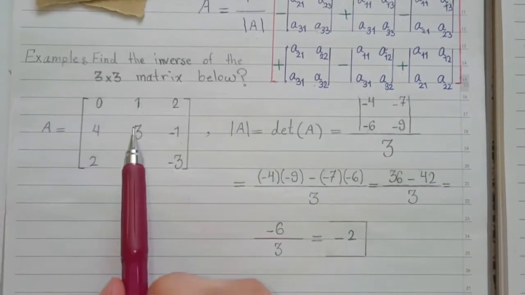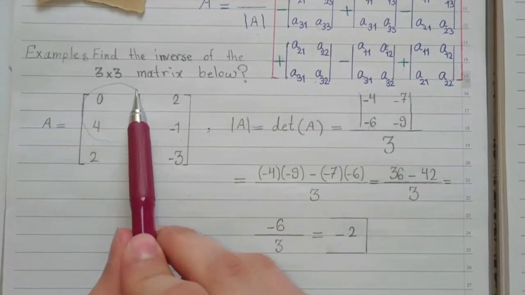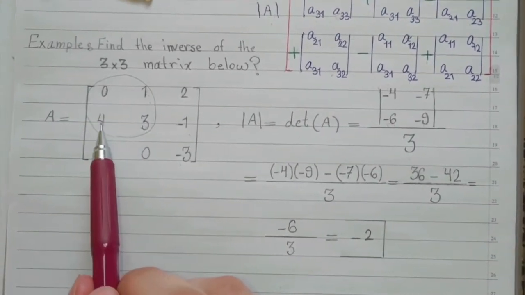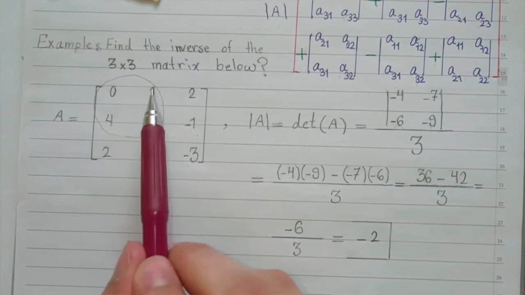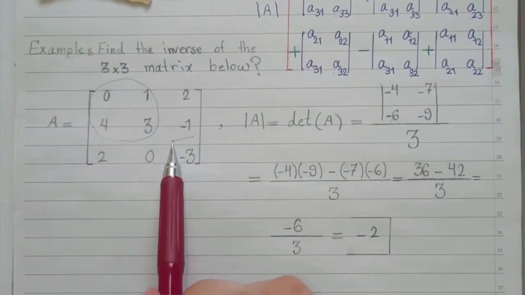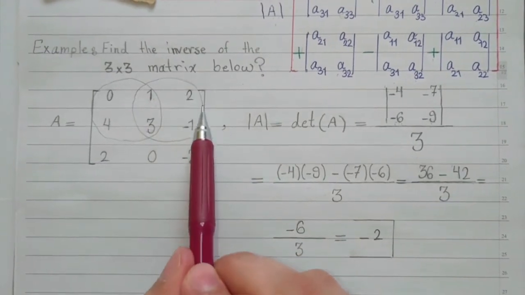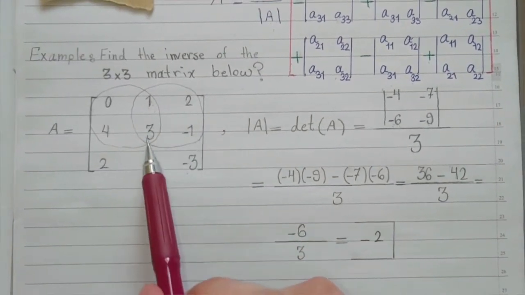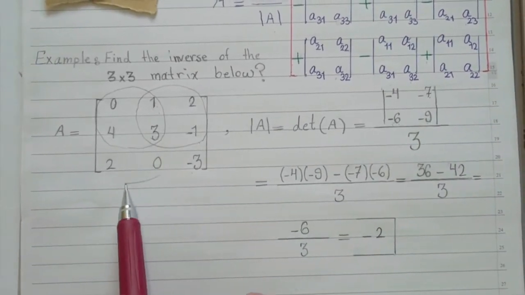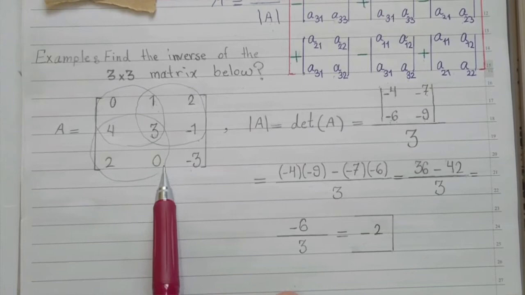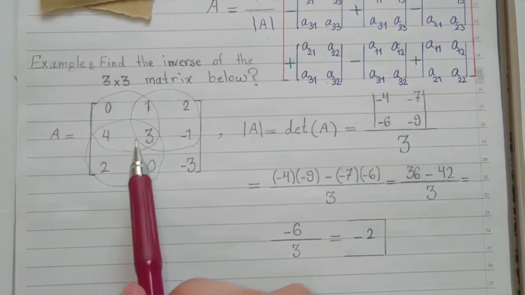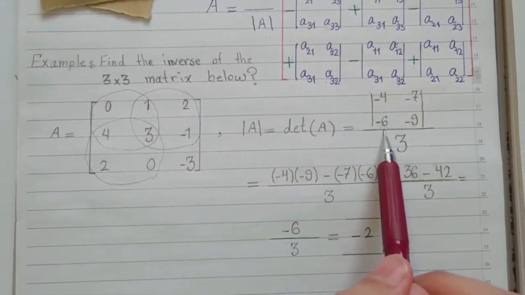Okay. So we find the determinant of this part of our matrix, which is 3 times 0 minus 1 times 4, which is negative 4 here. And then we find the determinant of this part, 1 minus 6, which is going to be negative 7. Okay. Then we find the determinant of this part of our matrix, which is 4 times 0 minus 2 times 3, which is going to be negative 6.